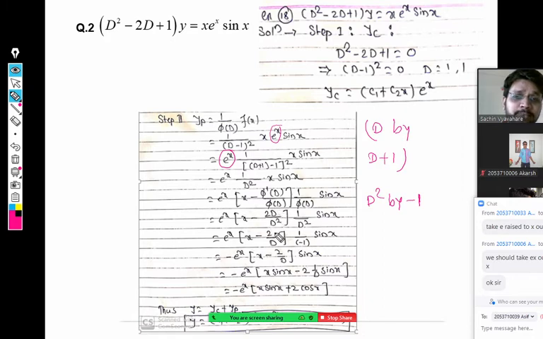Actually, in this case, it is simplified. So only this is replaced. So it comes 2 by d. It's a 2 by d. Okay, so 2d upon d square is 2 by d only. And this d square is replaced by minus 1 here. And now x minus 2 by d of sin x is left. So x sin x minus 2 into 1 by d means integration of sin x, that is 2 cos x.